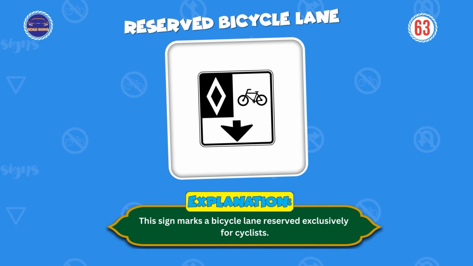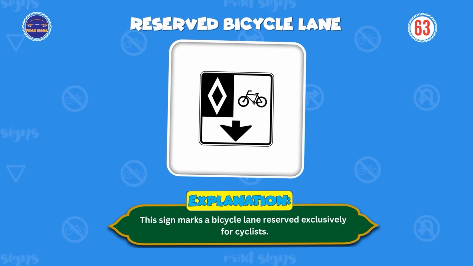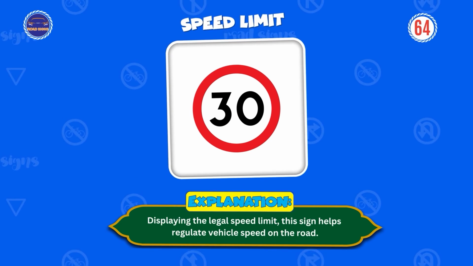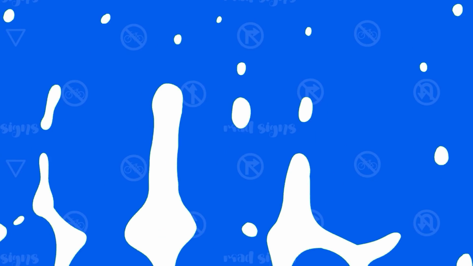This is the reserved bicycle lane sign. It designates a bicycle lane exclusively for cyclists. This is the speed limit sign. It displays the legal speed limit for the road.